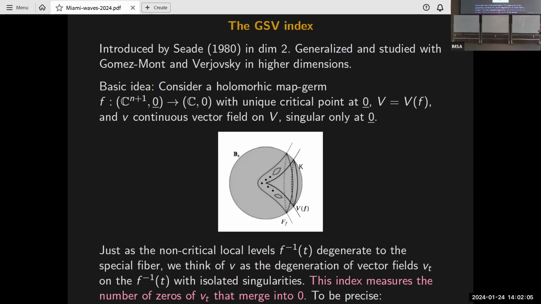Okay. So you have the singularities of a generic fiber, and as this tends to the special one, these singularities collapse to the special point. You count them with the multiplicity, you count the indices, and that's usually the definition. Of course, this can be made precise.